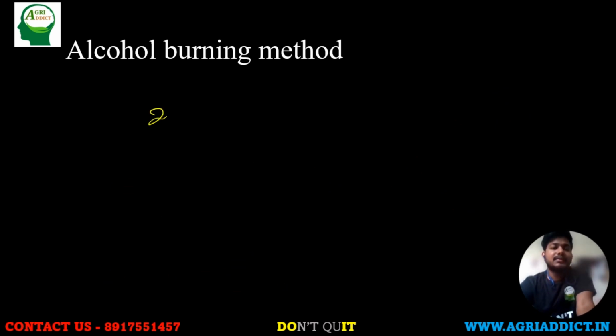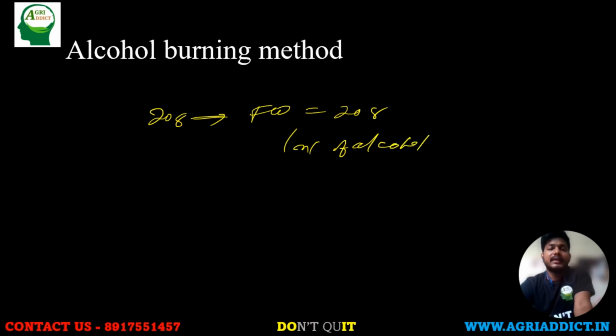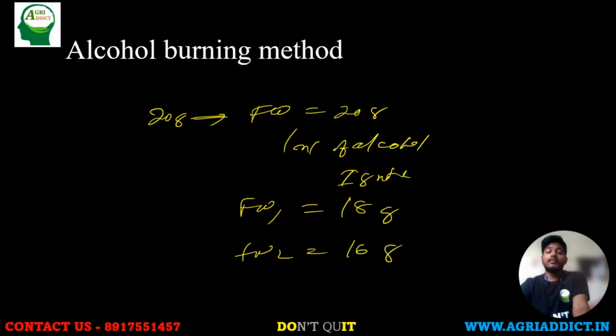We will collect a 20 gram soil sample and take the fresh weight. Understood? So 20 gram is the fresh weight. Then we will put in 1 ml of alcohol and ignite. After the ignition is complete, we will break the soil and take fresh weight 1. Understood? Then it may be 18 gram. Then again we will ignite and take fresh weight 2. It came to 16 gram.